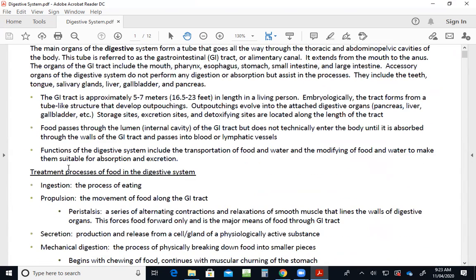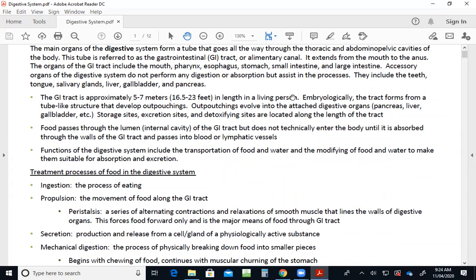Our tract is approximately 5 to 7 meters, or 16.5 to 23 feet in length, and I have it listed there as in a living person. Obviously, that is much longer than we are tall. If you look at the pictures at the bottom, especially in the small intestines, there's a lot of twisting, turning, and folding, which means there are longer periods of time where that food is in the body to be digested, and then the nutrients will be absorbed.